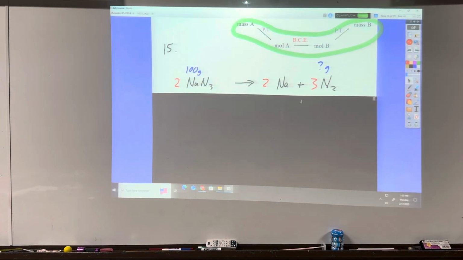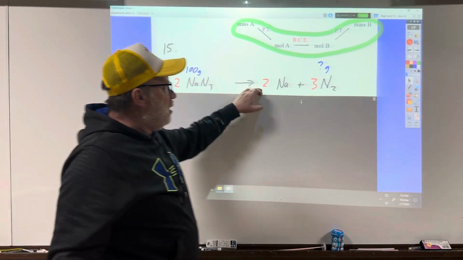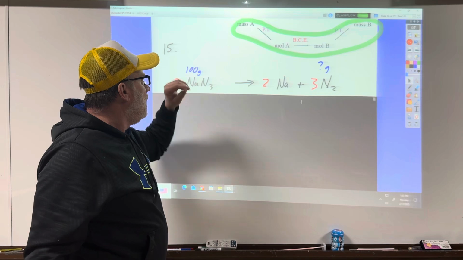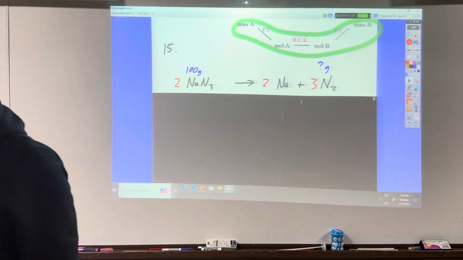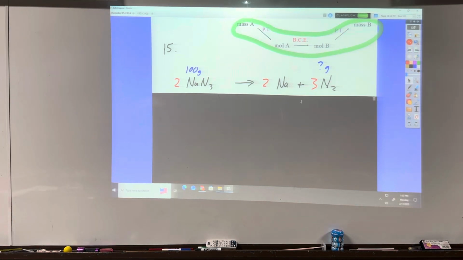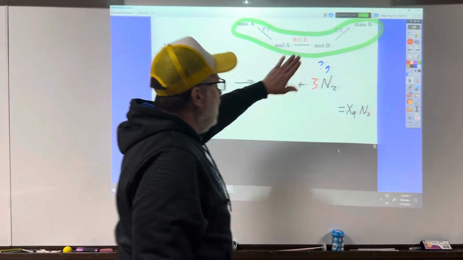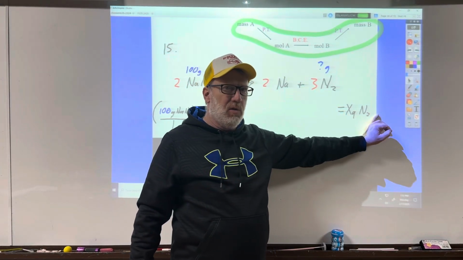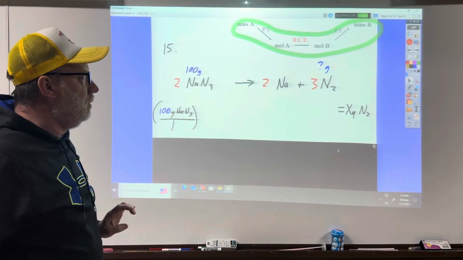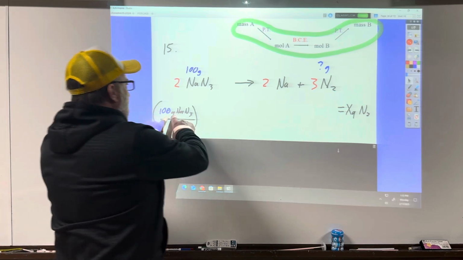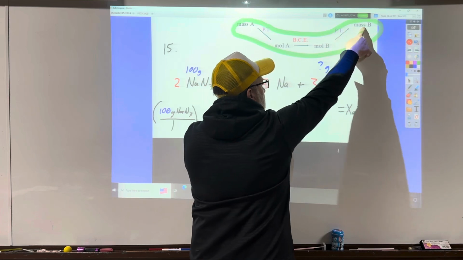And I always write these the same way. I write my skeleton equation, and then it's balanced. I always use red for the coefficients in front. And then over top, I write what I have and what I'm looking for in blue. And this is what we're looking for. Okay, so we are looking for X grams N2. You always start with what you're looking for, and you put what you are starting with over 1. And then we go grams A to moles A to moles B to mass B.